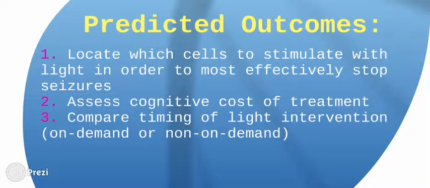By running these behavioral experiments, the lab hopes to locate which cells to stimulate with light in order to most effectively stop the seizures. We'll also be able to assess cognitive costs of the treatment in non-epileptic mice. Finally, we'll be able to compare the timing of light intervention and determine whether an on-demand or non-on-demand approach works better.